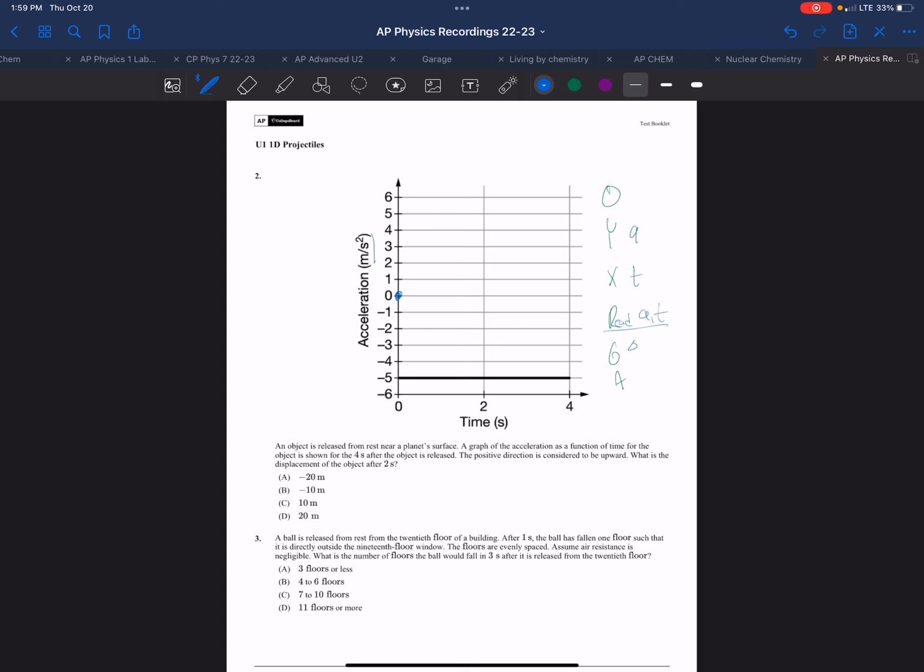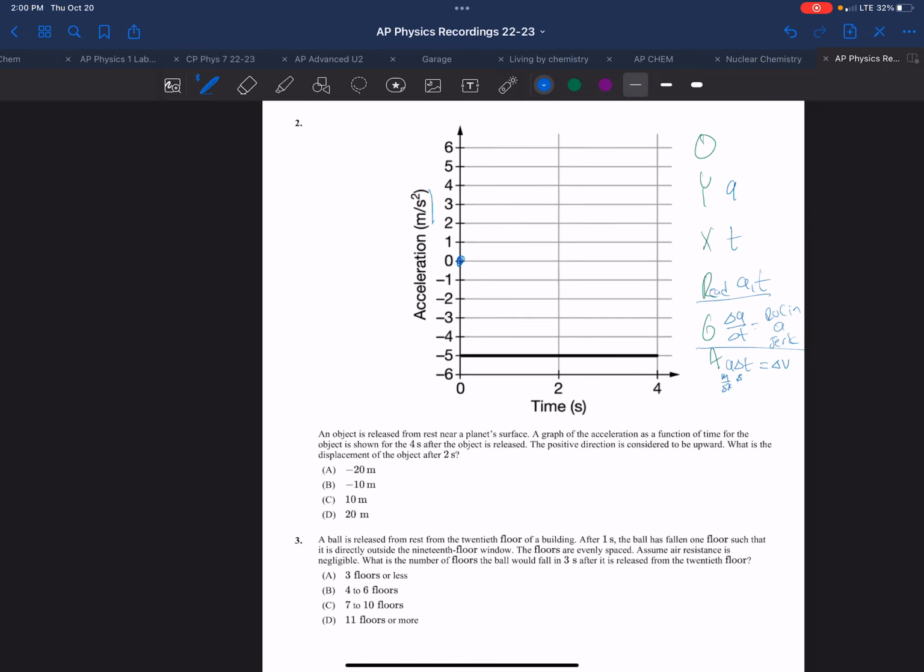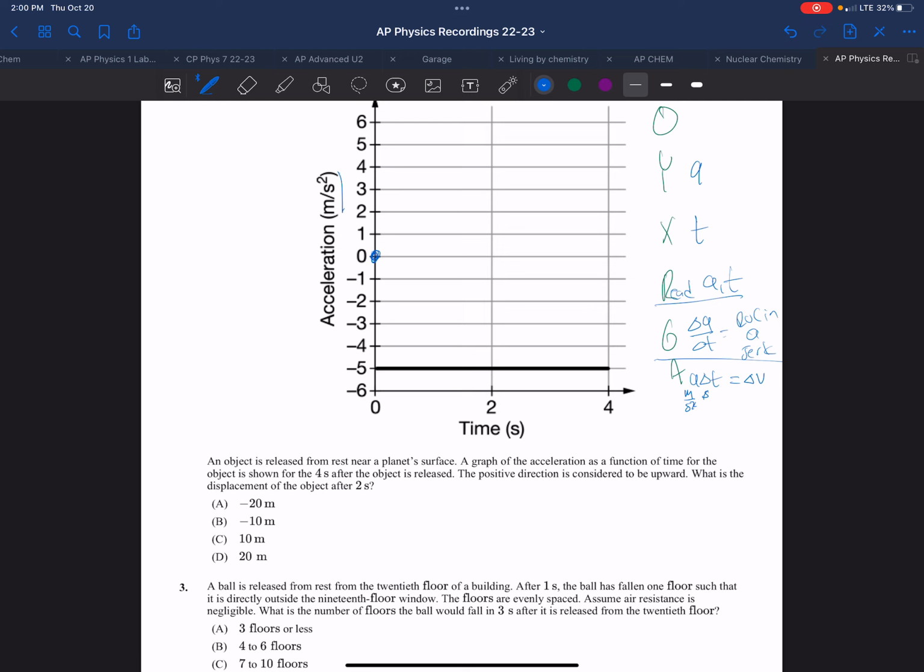The gradient is delta A over delta T, which is the rate of change in acceleration, which has the definition of jerk. And our area is going to be A delta T. Now, the units of A are meters per second squared, and delta T will be in seconds, so that will give us meters per second. So therefore, the area will be delta V for this graph. And we can see that the acceleration is a constant minus 5. So it's accelerating in the negative direction at a constant rate.